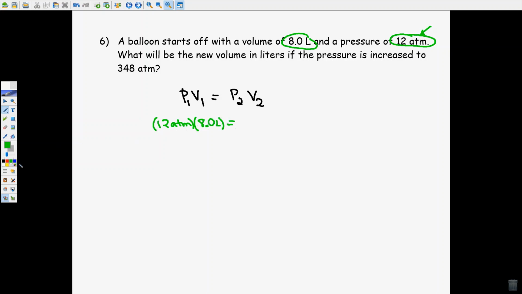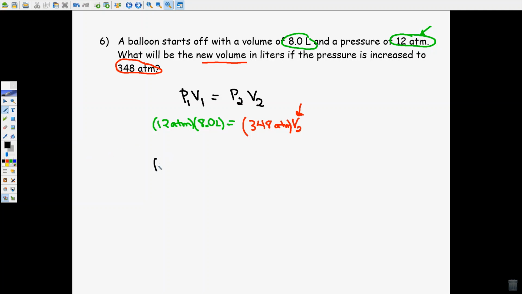All right, now let's look for our pressure and volume after a set of conditions has changed. It says, what will be the new volume? So again, I'm going to solve for V2 in liters if the pressure is increased to 384 atmospheres. That is a huge increase in pressure. So let's go ahead and plug that in, 348 atmospheres. Let's get V2 by itself. So to get V2 by itself, I have to divide by what V2 is being multiplied by.